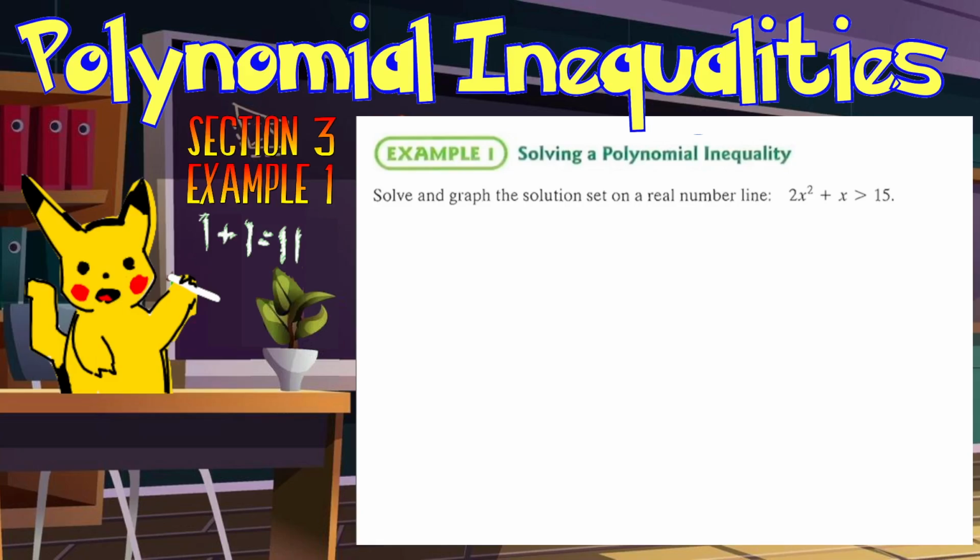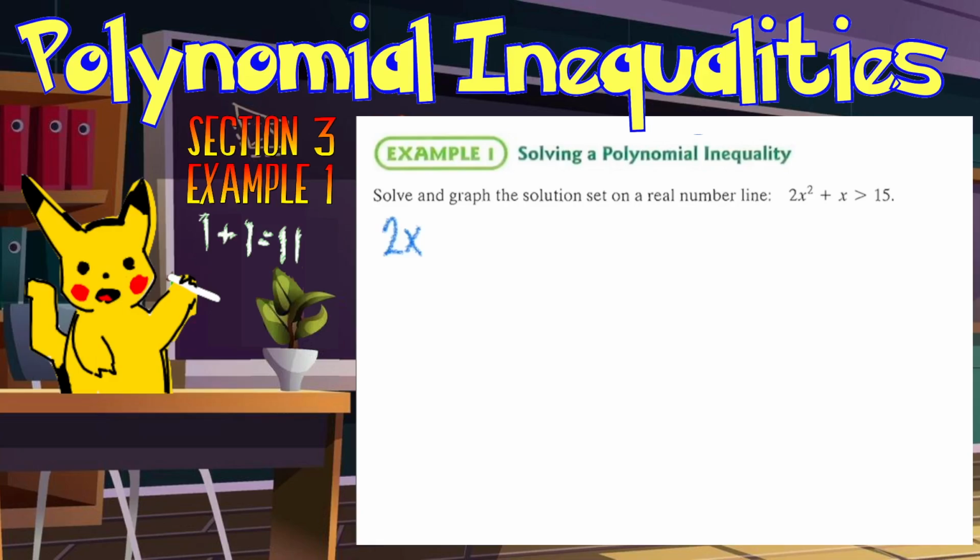So here it says, solving a polynomial inequality, example 1. We're going to solve and graph the solution set on a real number line. I'm also going to have us write the final answer in interval notation, which is just in general a good habit for all of us to have. All right. So first of all, you want to recognize what kind of equation you are looking at. And yes, indeed, it is a polynomial.